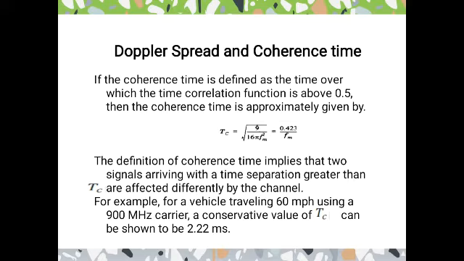For example, for a vehicle traveling at 60 miles per hour using a 900 megahertz carrier, a conservative value of Tc can be shown to be 2.22 milliseconds.